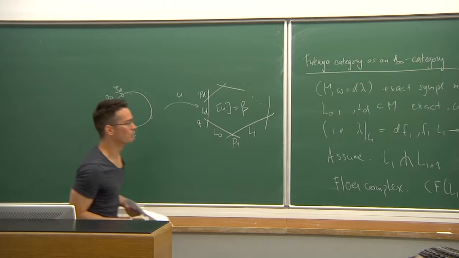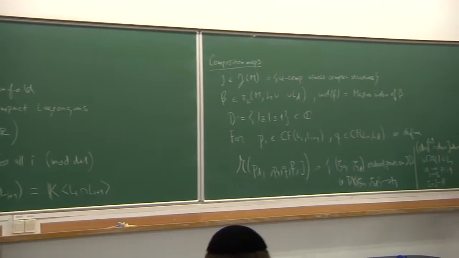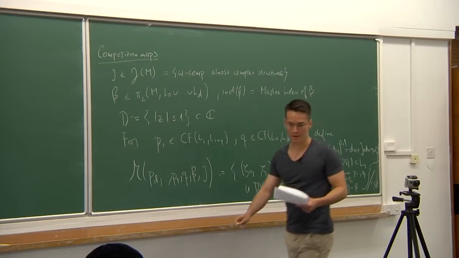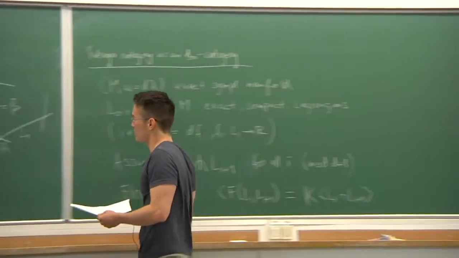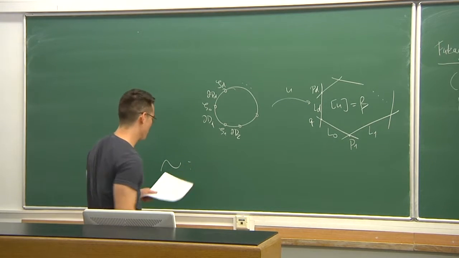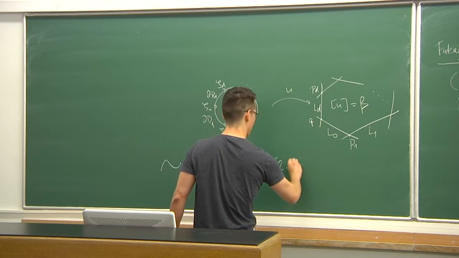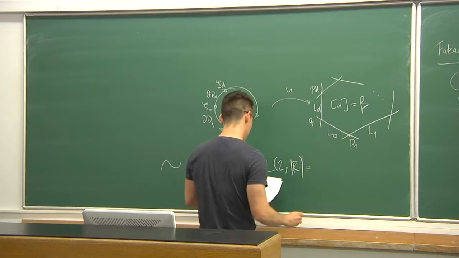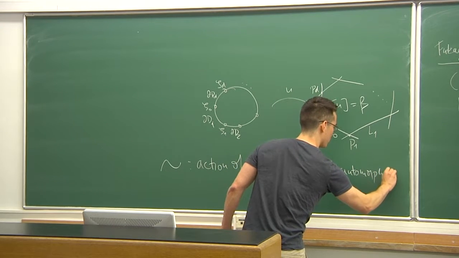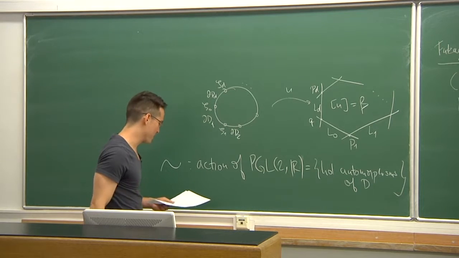Okay. Oh, I forgot something, I'm very sorry. I don't have enough space. So on this moduli space, you also have an action of a group, which is given by the group of holomorphic automorphisms of the disk. So this equivalence relation is given by the action of PGL2R, which is just the group of holomorphic automorphisms of D. Okay? And this group acts by reparametrization.